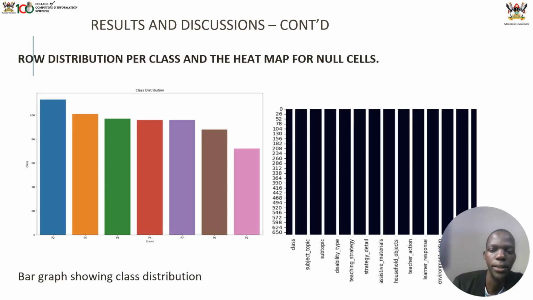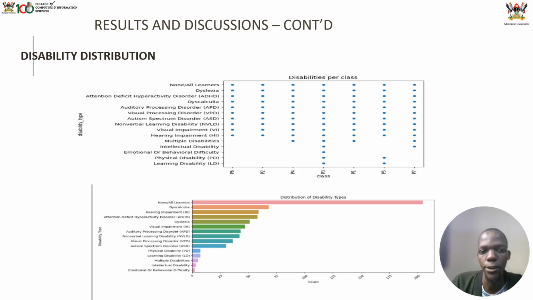As I said earlier, the data was properly cleaned to remove duplicates and missing values. So we didn't have any missing values, as you can observe from the heat map here, all of the classes and subtopics had no missing value at all. Furthermore, this is the distribution of the disabilities. You can see that P3 had the highest number of disabilities, so in the P3 class, all of the disabilities are represented here.